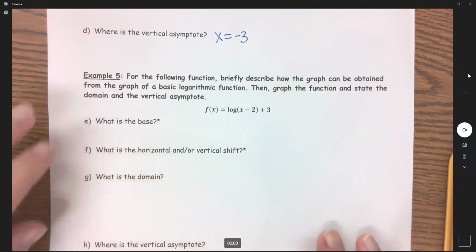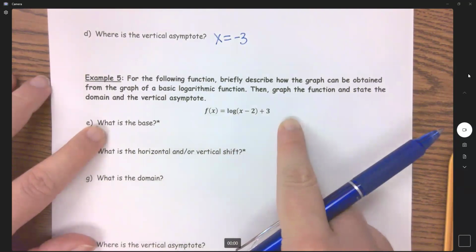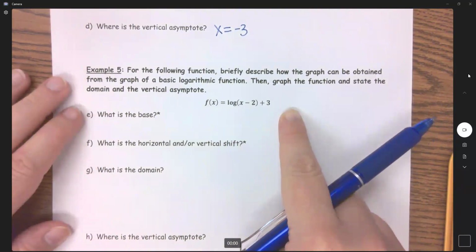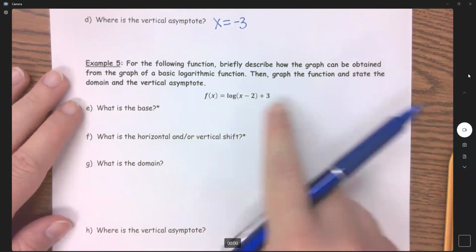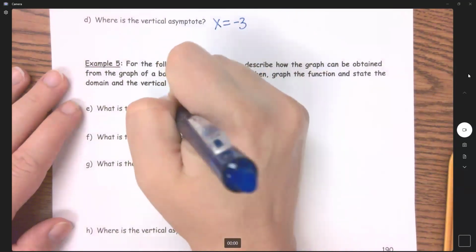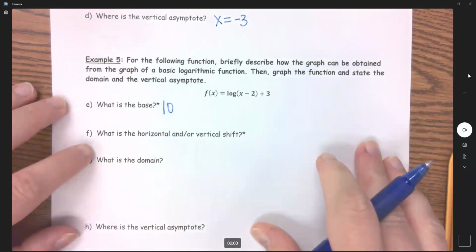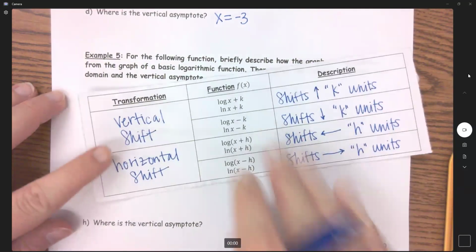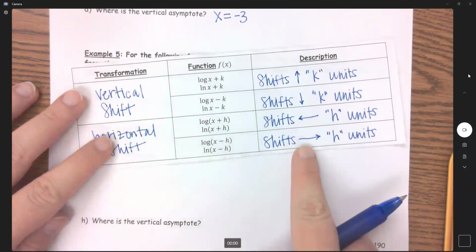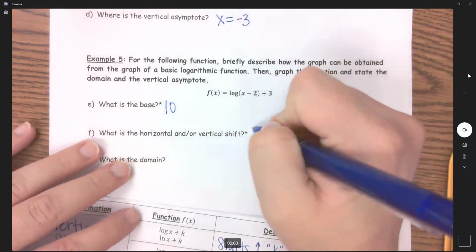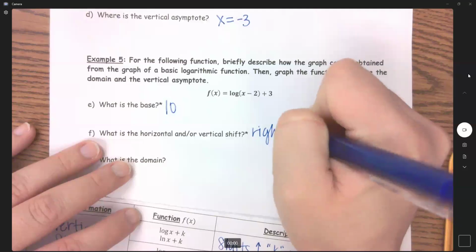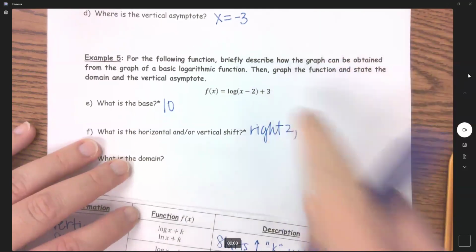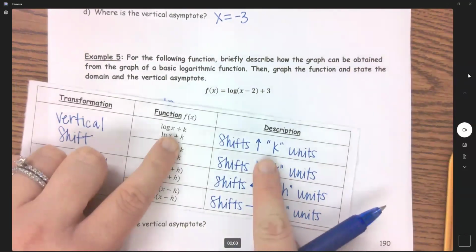Same question on number 5. What is my base? My base is 10. This is a common log. And what is the horizontal and or vertical shift? So inside the log with a minus means it shifts to the right. So we're going right 2. And plus on the outside means up.